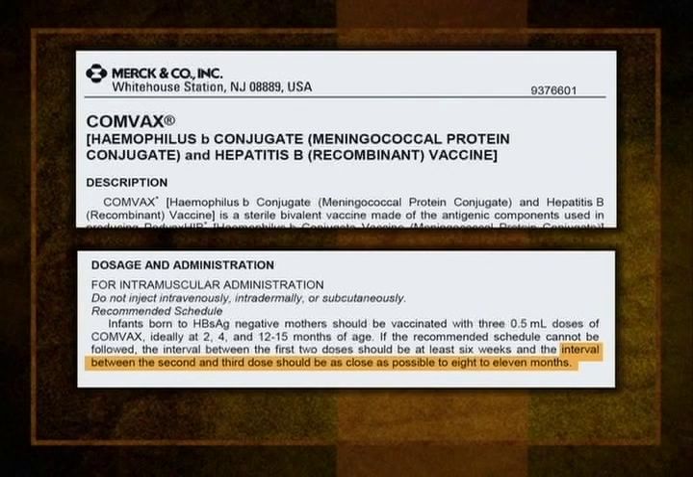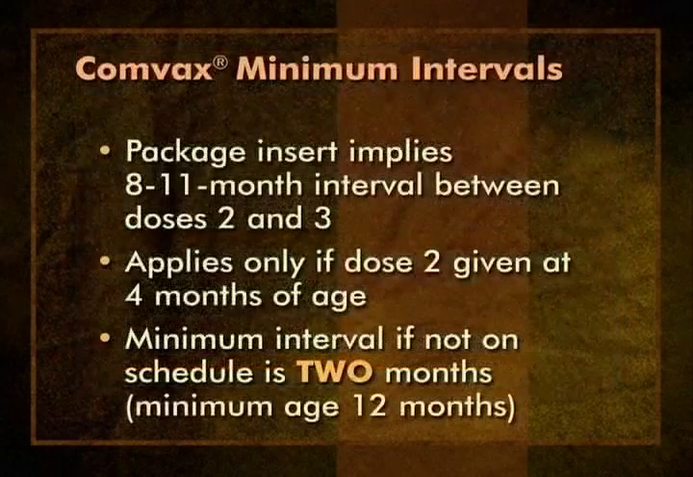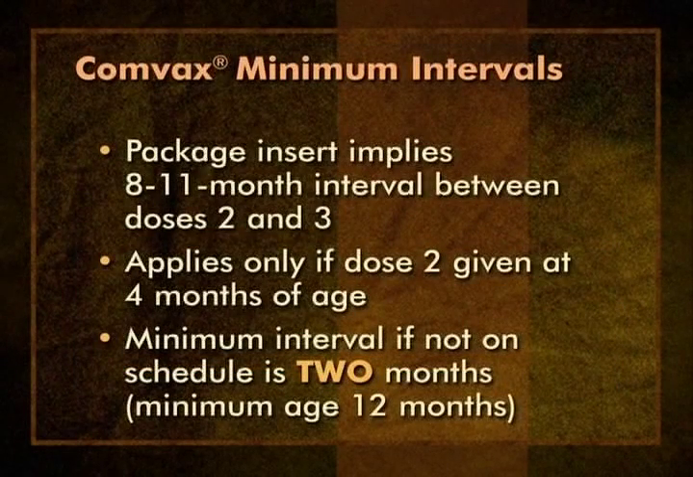Some providers have interpreted this to mean the minimum interval is 8 months between the second and third doses. This is not the case. The package insert implies an 8 to 11 month interval between the second and third COMVAX doses. This interval only applies if the child is on schedule and the second dose was given at 4 months of age, because the minimum age for the third dose is 12 months.